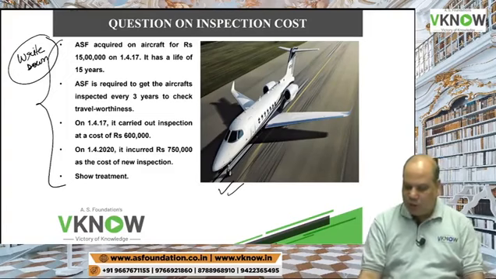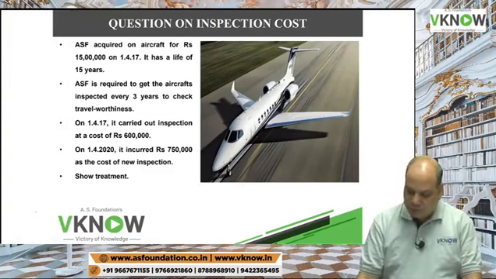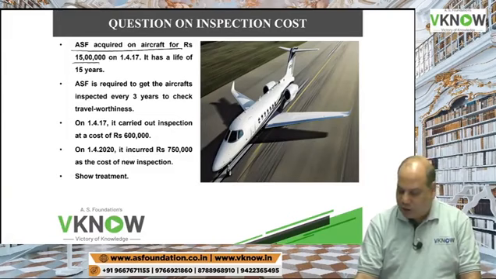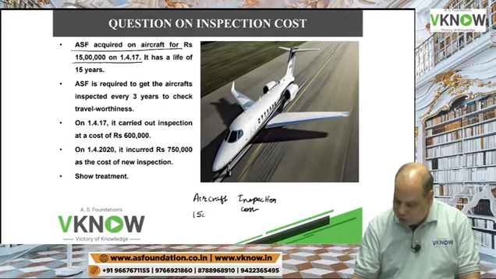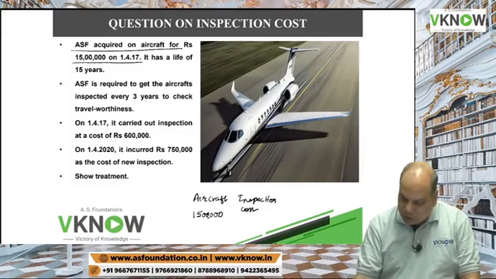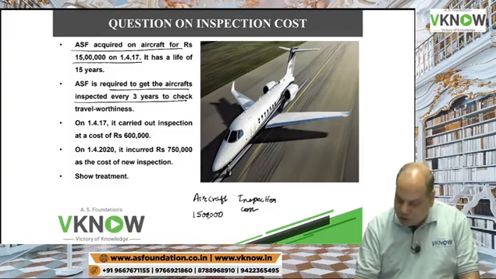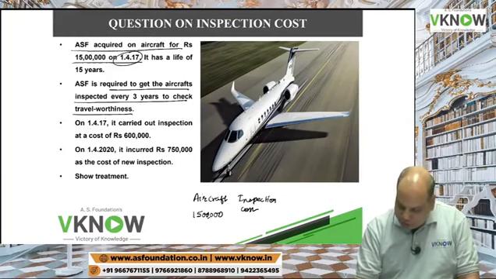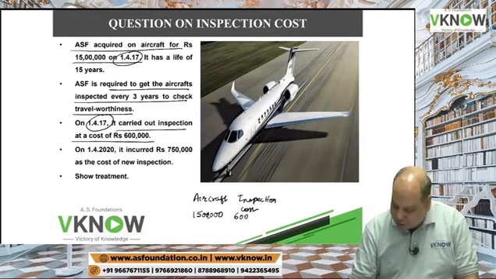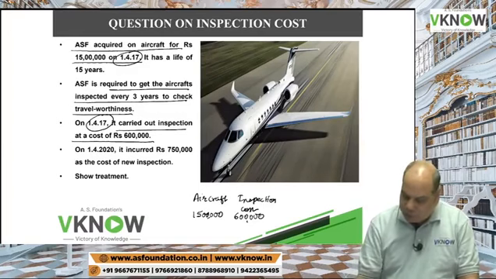So I will read the problem and I will first explain it to you. ASF acquired an aircraft for 15 lakh. So we have actually two items in this: aircraft and inspection cost. Aircraft cost is 15 lakh and it is required to get the aircraft inspected every 3 years to check the travel worthiness. So on the same date when it purchased the aircraft, it carried out inspection at a cost of rupees 6 lakh.